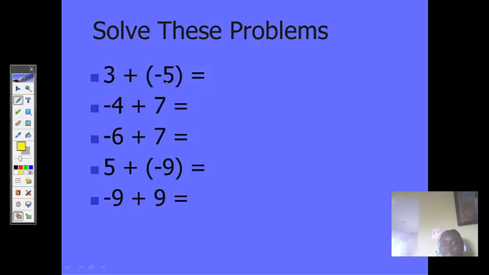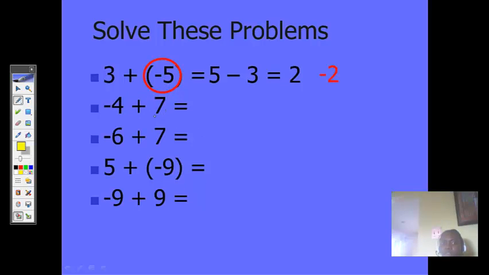Alright, let's go ahead and try this. 3 plus negative 5. Again, different sign, so we have to subtract. Different sign, subtract. Same sign, add, different sign, subtract. So technically this is 3 minus 5, which would be 2. And then we keep the sign of the bigger number, and that would be negative 2.